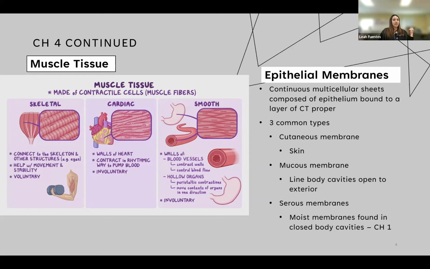The mucous membrane lines body cavities open to the exterior. These are wet or moist membranes bathed by secretions. Does anybody know what type of tissue this is? Yeah, stratified squamous or simple columnar are found in the mucous membrane. And then we have our serous membranes. These are moist membranes found within our closed body cavities. This is the one we talked about a few weeks ago. The serous membranes are simple squamous epithelium resting on loose areolar connective tissue.